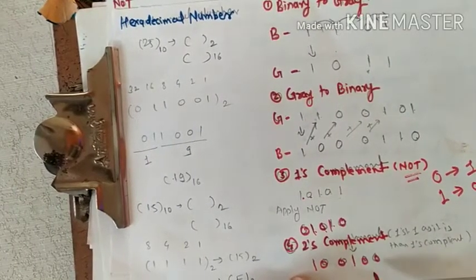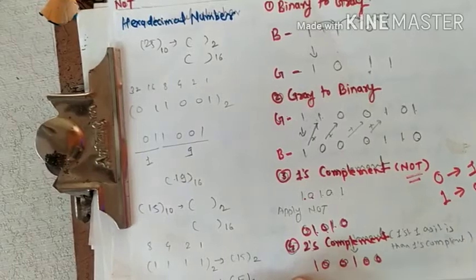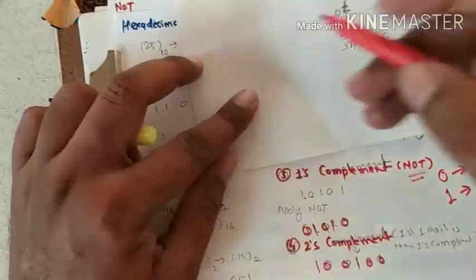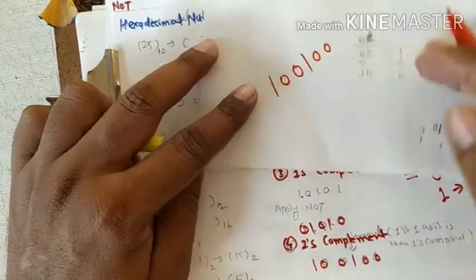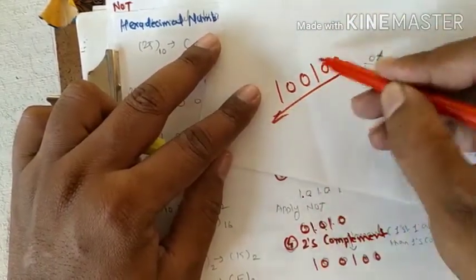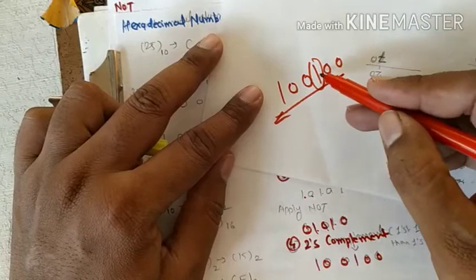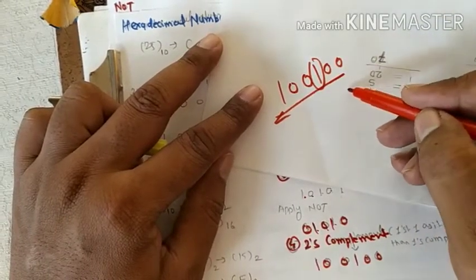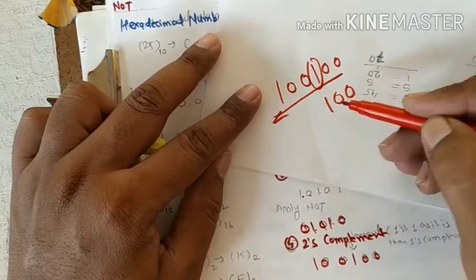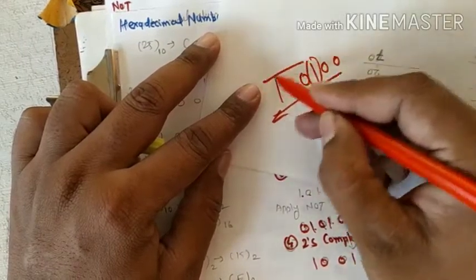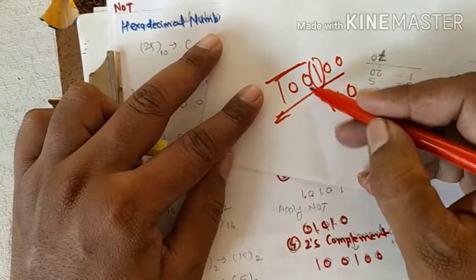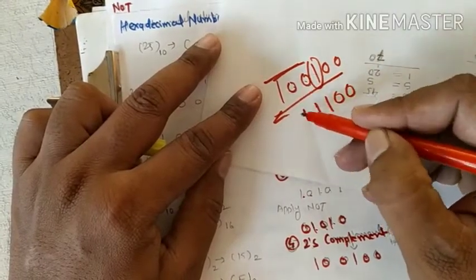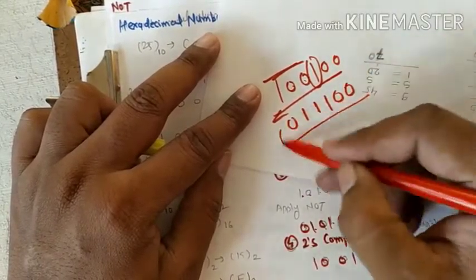For example, we want to convert 1 0 0 1 0 0. In this number, see here, this is the first one. So up to this first one you have to write the number as it is. So I write the number as it is. Then the remaining number you have to make as ones complement. Ones complement means 0 becomes 1, 0 becomes 1, or 1 becomes 0. So it is our twos complement number.